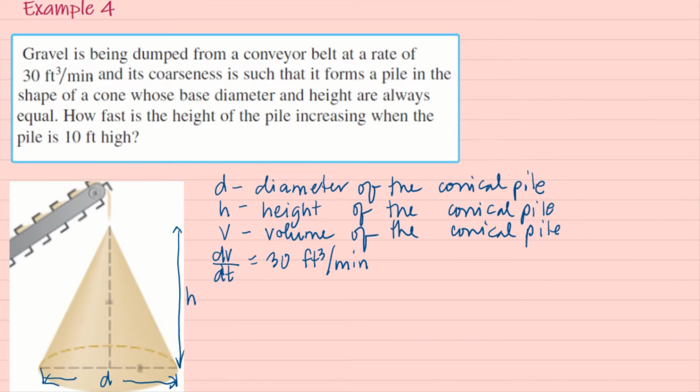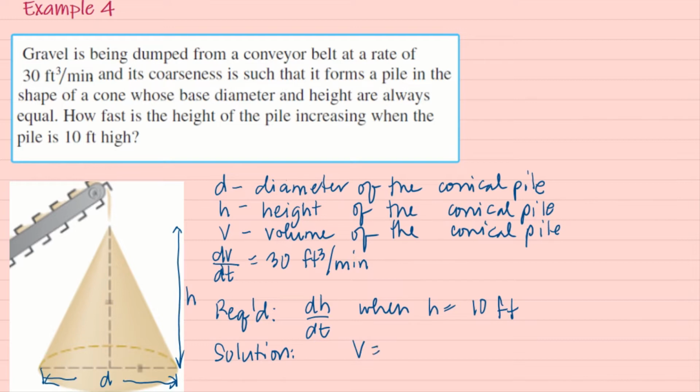Now, we are required to look for how fast the height of the pile is increasing. So that would mean dH over dt when h is 10 feet. Okay, so now we set up the equation that would solve this problem. Since it involves the volume of a cone, we will be using the formula for the volume of a cone, and that is V equals 1/3 pi r squared times height.